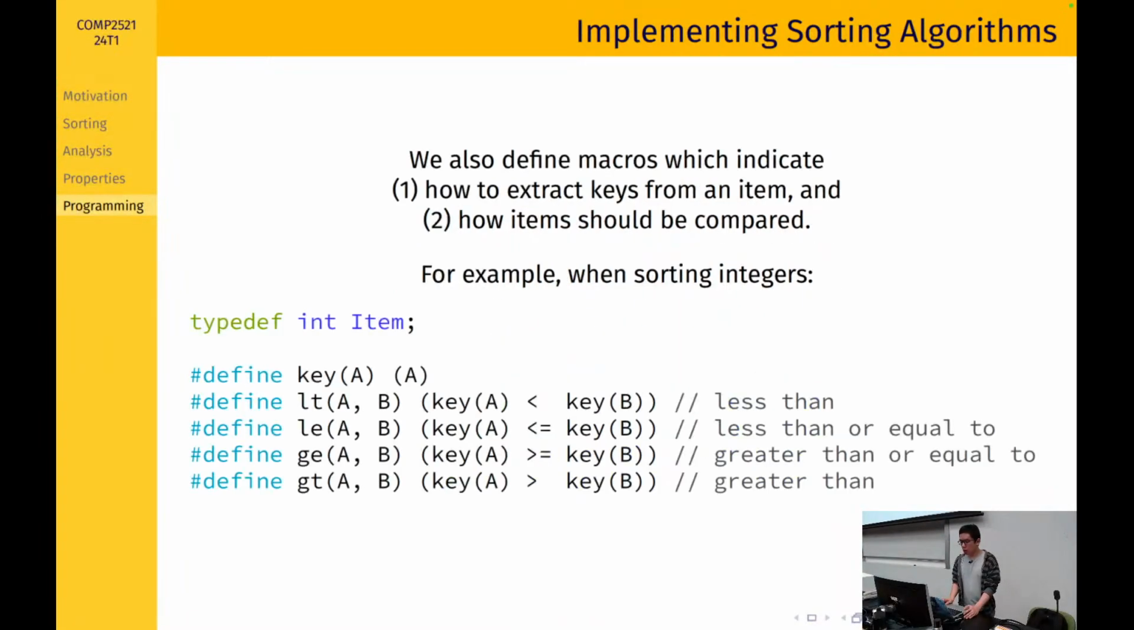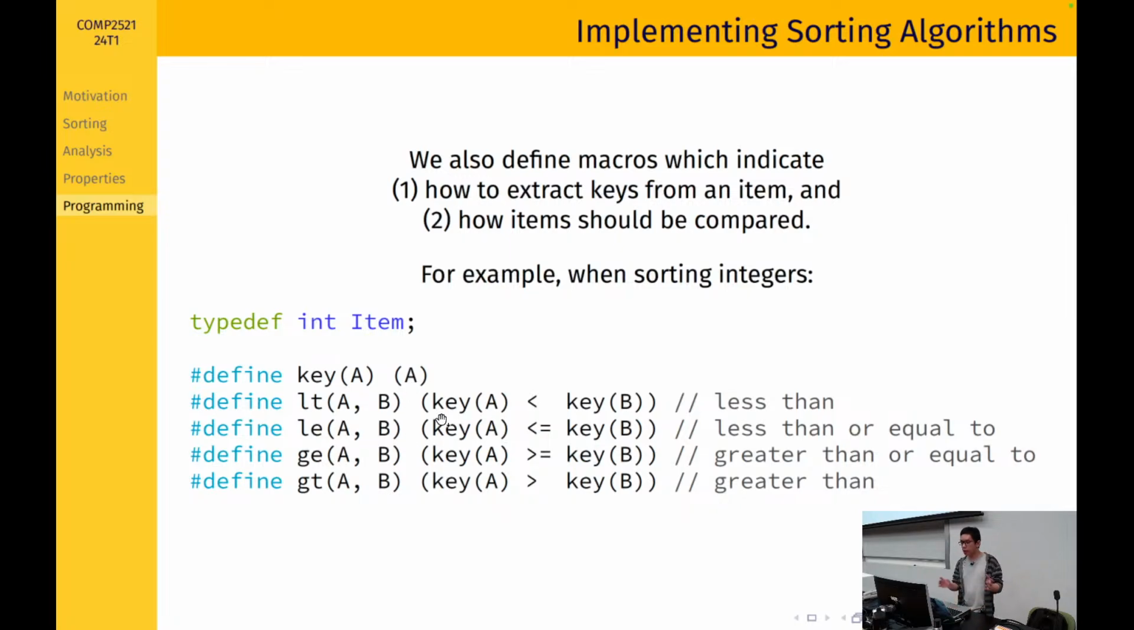And in addition to typedefs, we're also going to use a few macros, which are hash defines, which look like functions. And we use these to determine how to compare items, and also how to extract keys from an item. So, for example, if we sort integers, then we're going to have this typedef int item. Remember, that means instead of typing int, I can say item.